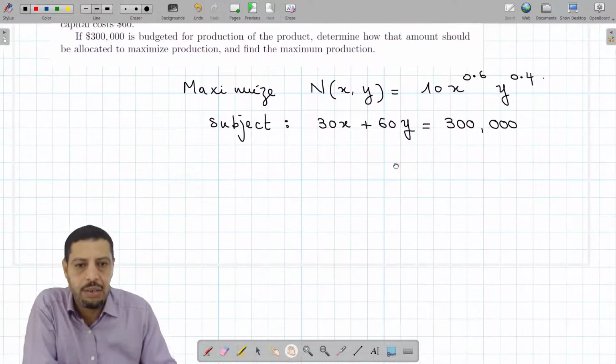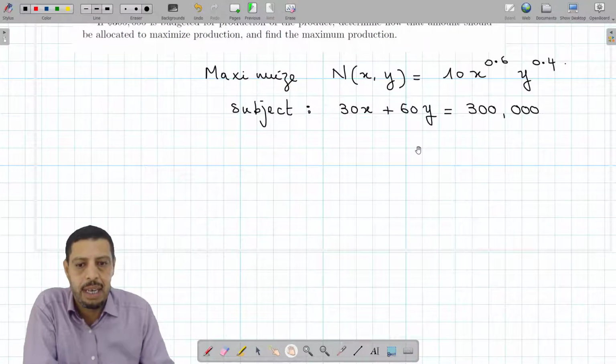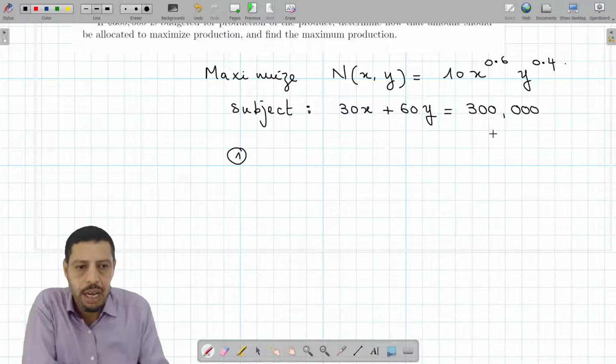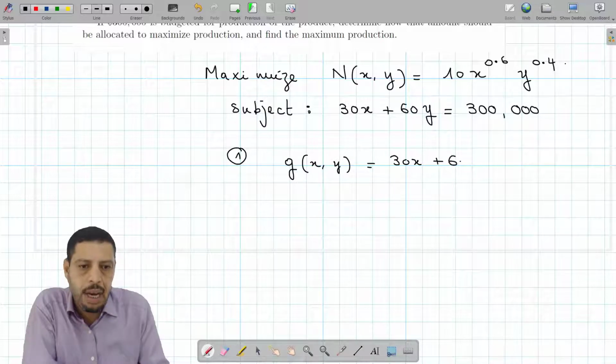And we're going to solve this using Lagrange multipliers again. So the first step is to write your constraint as g of x and y equals 0. And here, again, you have to move what's on the right to the left side. So we're going to write g of x, y equals 30x plus 60y minus 300,000.